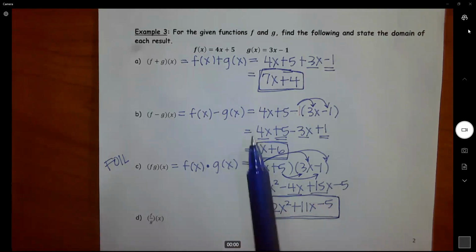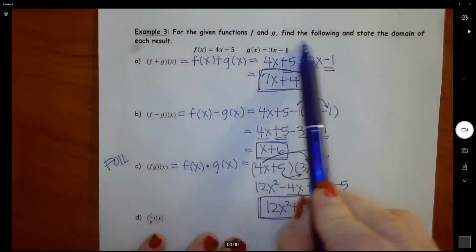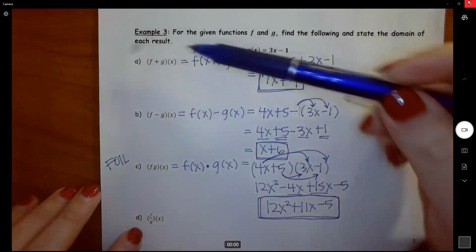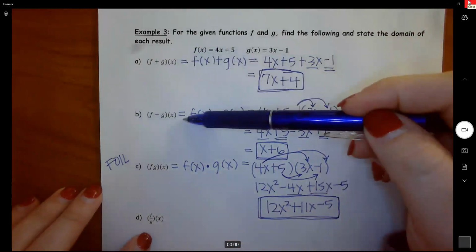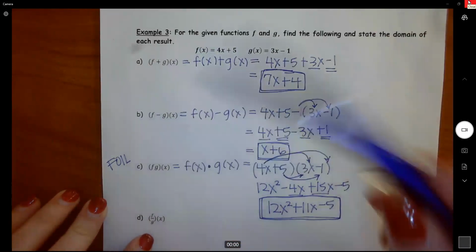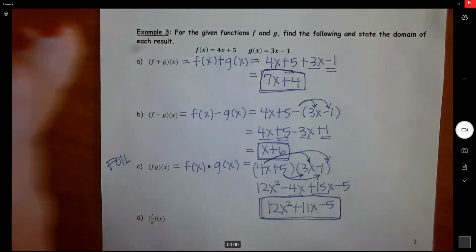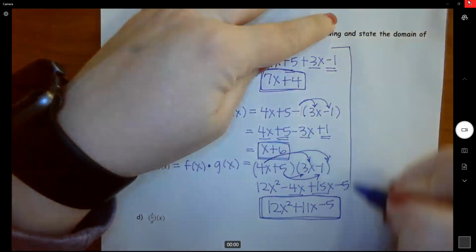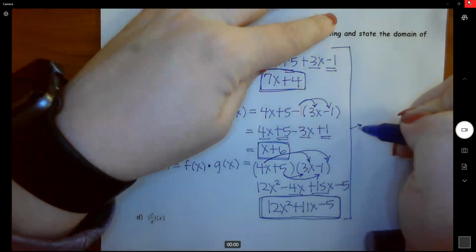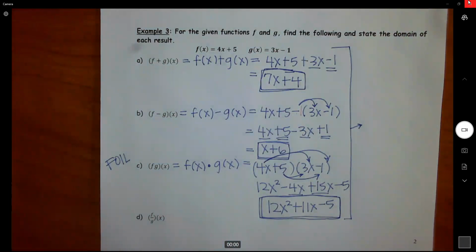Now, in the instructions, it told me to find the following, and we have found the following. We have added our functions, we have subtracted our functions, and we have multiplied our functions. But I'm also supposed to state the domain of each result. And I kept this to right here because these all have the same domain.